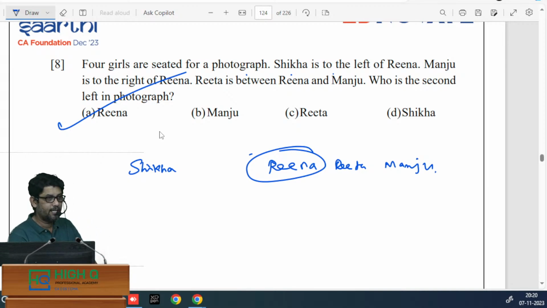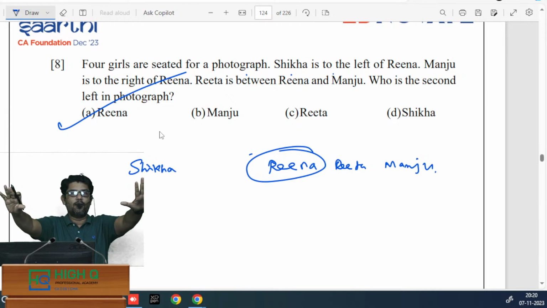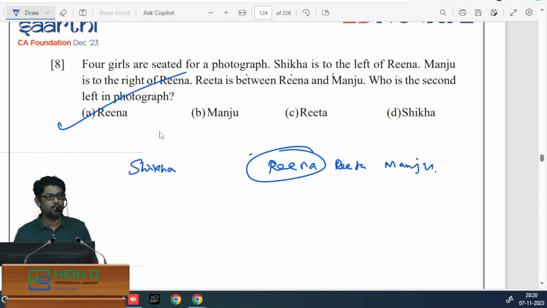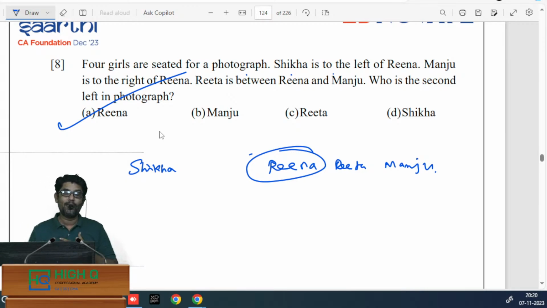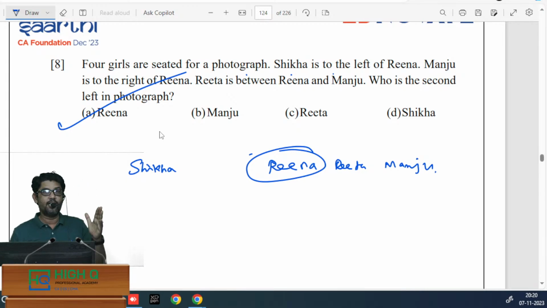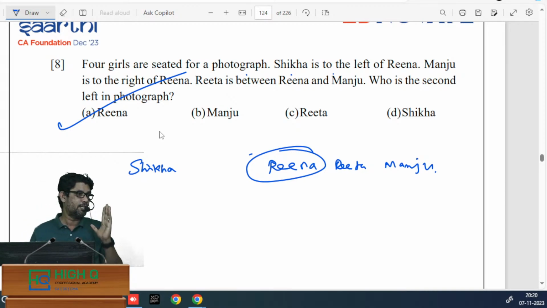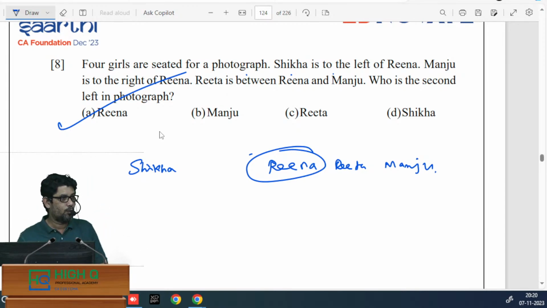See, my dear, there is a high probability of committing mistakes in seating arrangement. We get confused about what is left, what is right, second left. That's what I always tell you. Seating arrangement actually looks very simple, but it is time consuming. And whatever answer you get, that answer will also be there in the options.